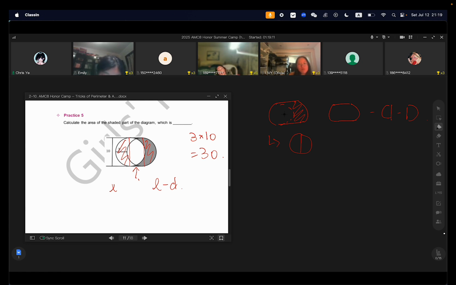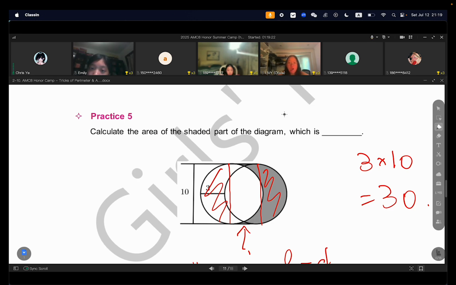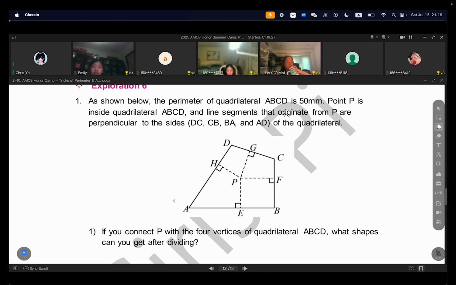Okay. Great. So we have 10 minutes left, and we can move on to our last concept. This one is quite complicated, I mean, not really that complicated, but it's a bit difficult compared to the rest. As shown below, the perimeter of quadrilateral ABCD is 50 millimeters. Point P is inside quadrilateral ABCD, and line segments that originate from P are perpendicular to all of the sides of the quadrilateral. The first question asks us, if you connect P with the four vertices of quadrilateral ABCD, what shapes can you get?